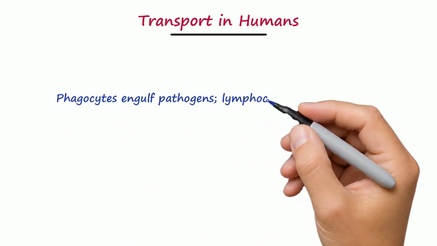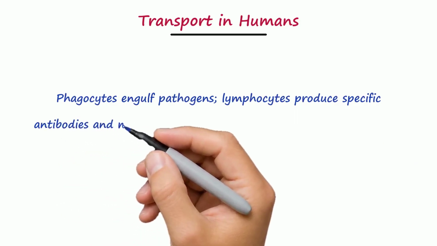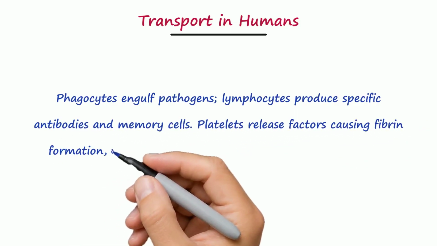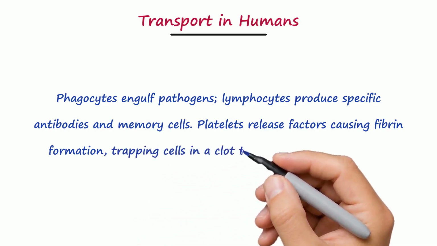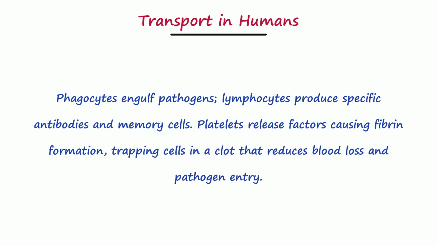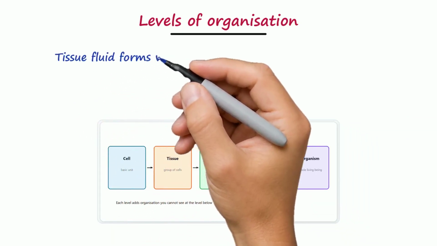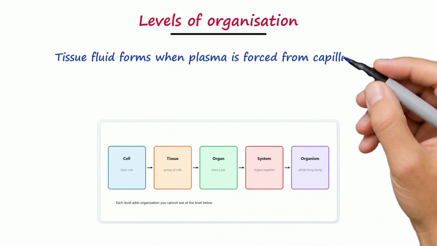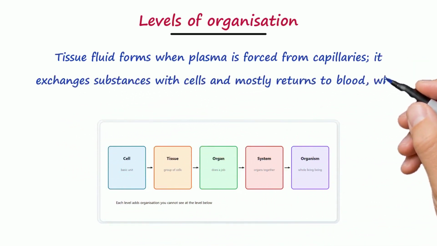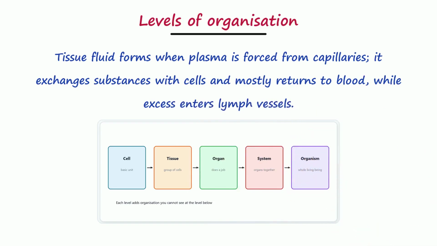Phagocytes engulf pathogens, lymphocytes produce specific antibodies and memory cells. Platelets release factors causing fibrin formation, trapping cells in a clot that reduces blood loss and pathogen entry. Tissue fluid forms when plasma is forced from capillaries. It exchanges substances with cells and mostly returns to blood, while excess enters lymph vessels.